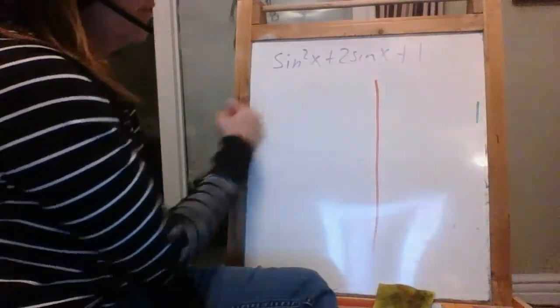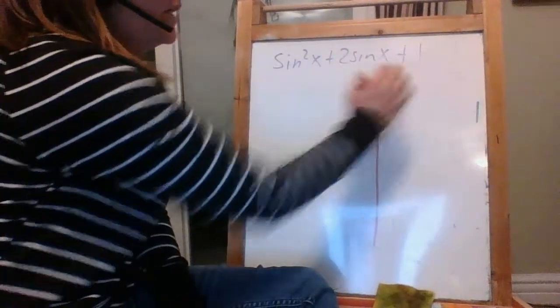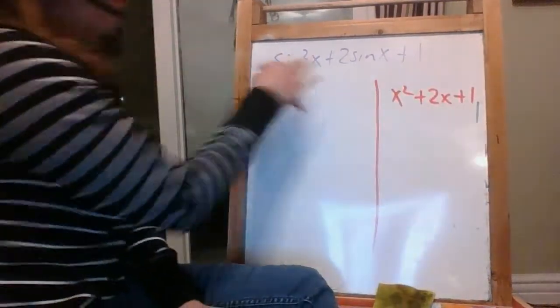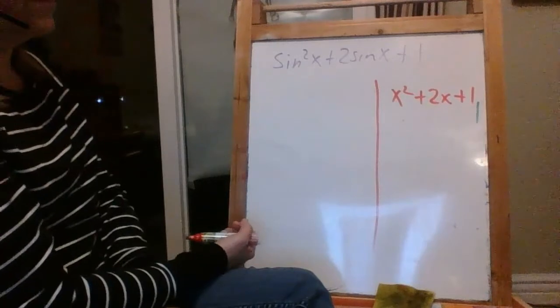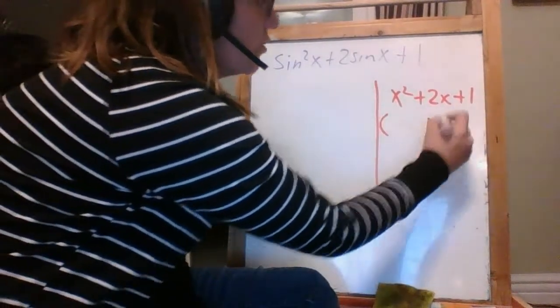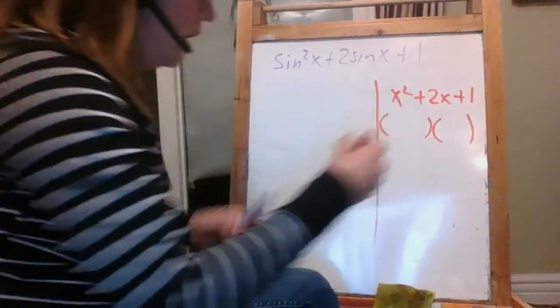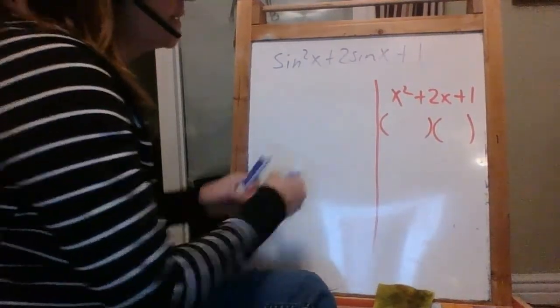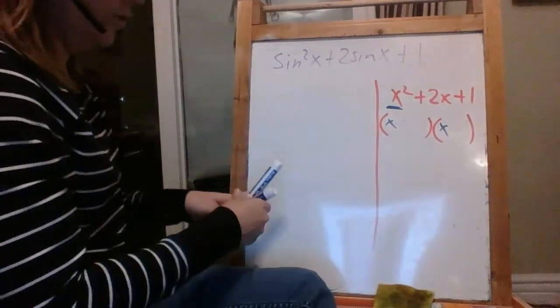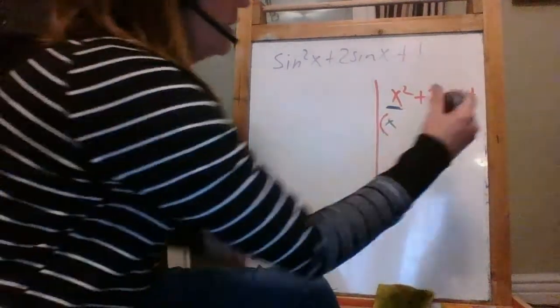This is kind of following the pattern of a trinomial, 1, 2, 3 terms of x squared plus 2x plus 1. So our sine x instead we could think of as x. So if we were trying to factor this, we're just trying to figure out what two things multiply to x squared. So that's going to be x and then what two numbers multiply to give us 1.